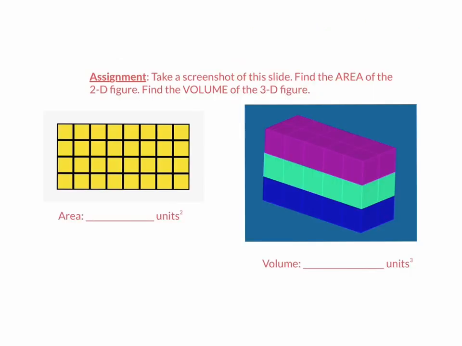So finally, here's your assignment. You're going to take a screenshot of this slide. You're going to find the area of the 2D figure, and you're going to find the volume of the 3D figure. All you have to do is do the work of our formula of length times width for the area and length times width times height for the volume, and write your final answer on the line, screenshot that, and submit it to the assignment. And you are all set. Good luck.